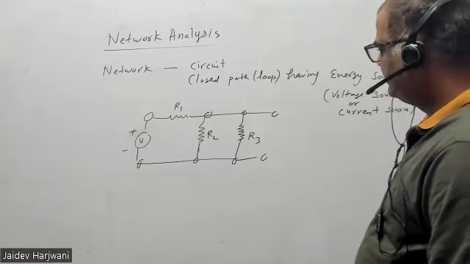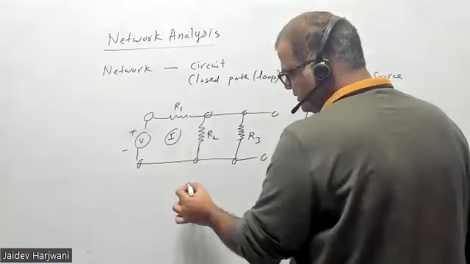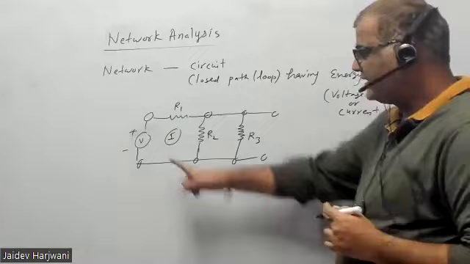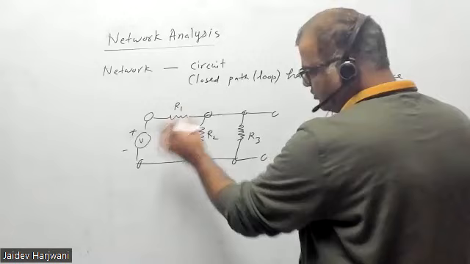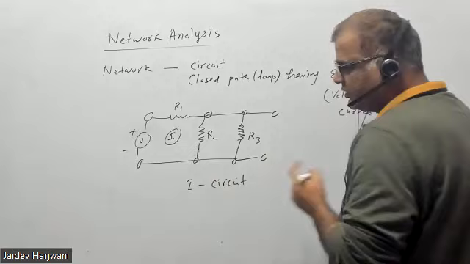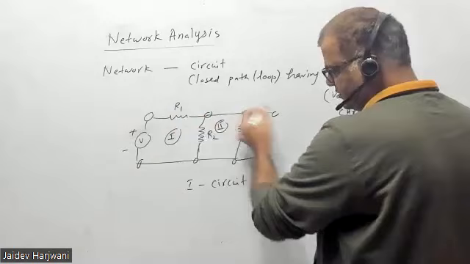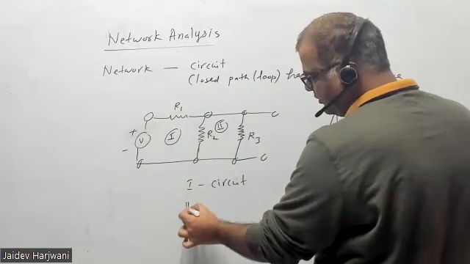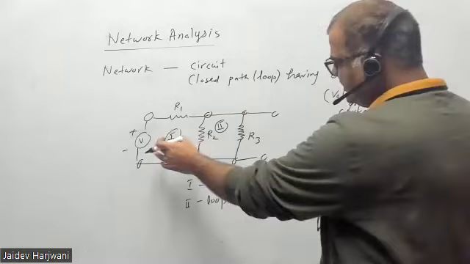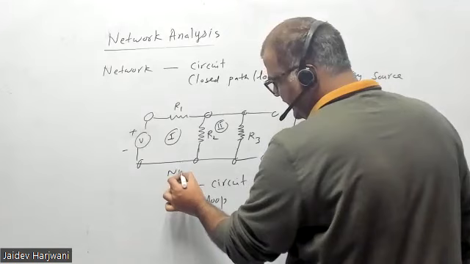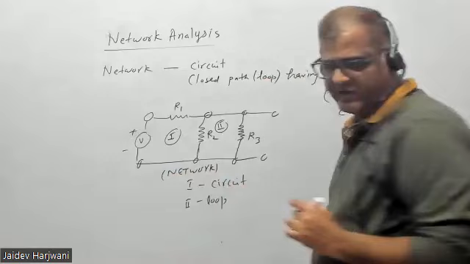If I consider this first loop, this is a closed loop as well as it has an energy source. So this part of the network is called a circuit. This first one is your circuit because it is a closed loop. And if I consider the second section of this network, this is only a loop. We don't have any source here. And this complete section of the resistances and voltages, this whole is called your network. So this is basically a network.